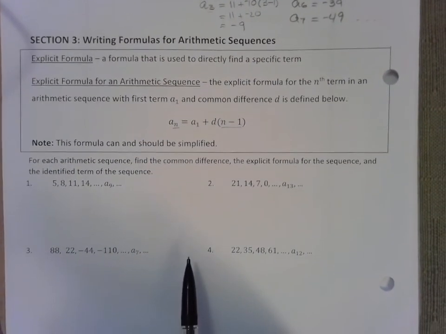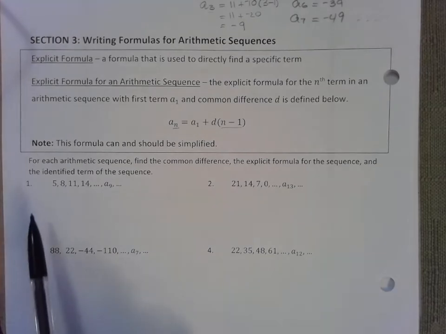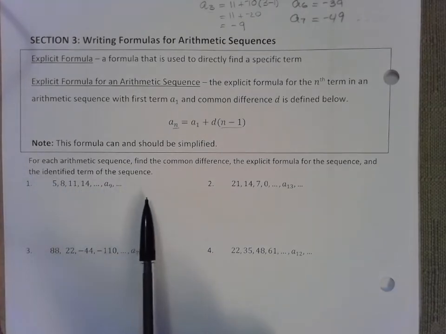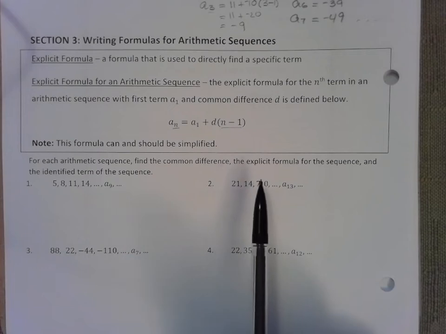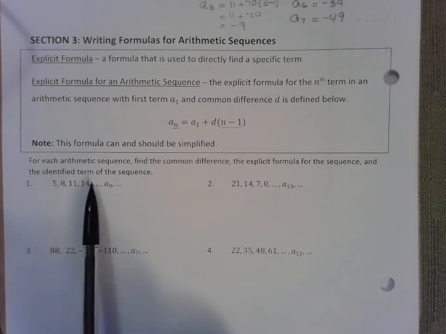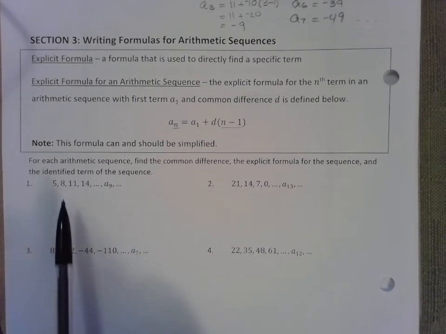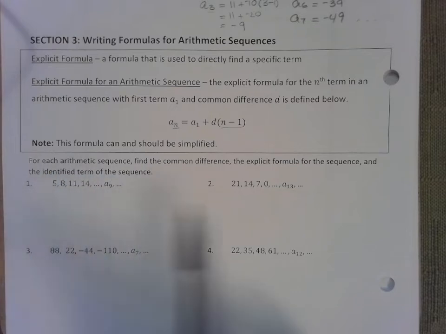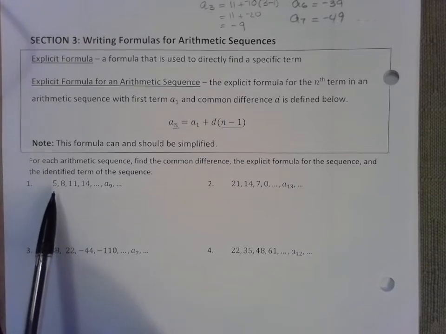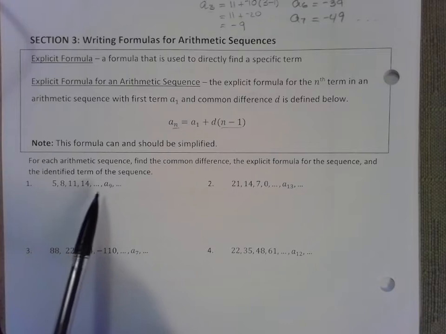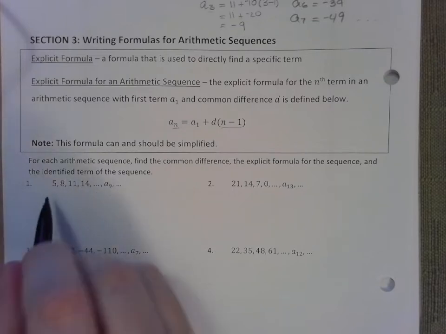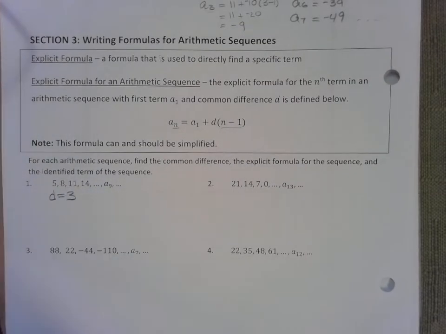Getting to the bottom, now it says the directions. For each arithmetic sequence, find the common difference, the explicit formula for the sequence, and a specific term in that sequence. First things first, we know that each sequence we have below is definitely arithmetic. The directions don't leave any room for any doubt. This sequence goes up by 3s. So the first thing I want to do is write down my difference equals 3.